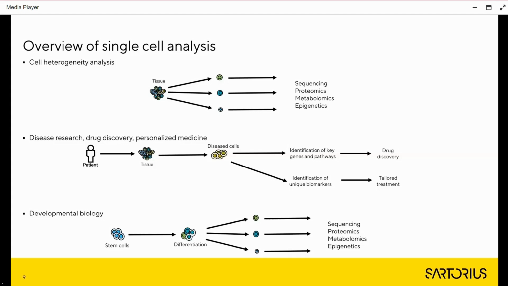In disease research, single-cell analyses can help to separate diseased cells and identify key genes and pathways driving disease progression. Further, these results can be used to discover new drugs and biomarkers. Alternatively, information from single-cell analyses can help to identify molecular signatures that are unique to a patient's disease. This can then be taken further to develop tailored treatments. In developmental biology, single-cell analyses can help to understand how different cells arise during development and how they differentiate into specialized cells.